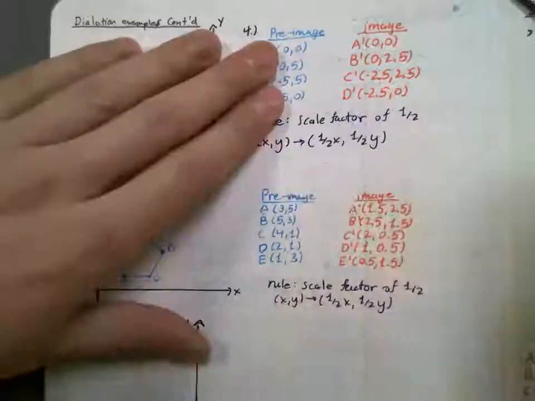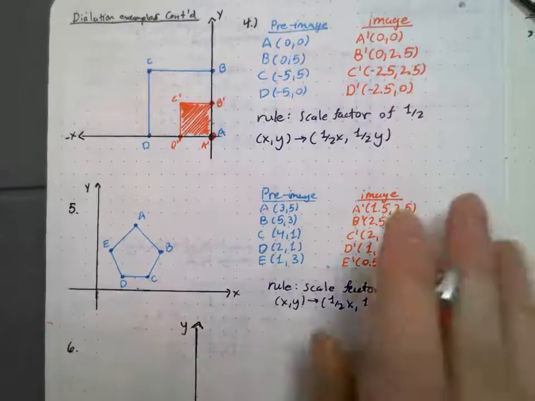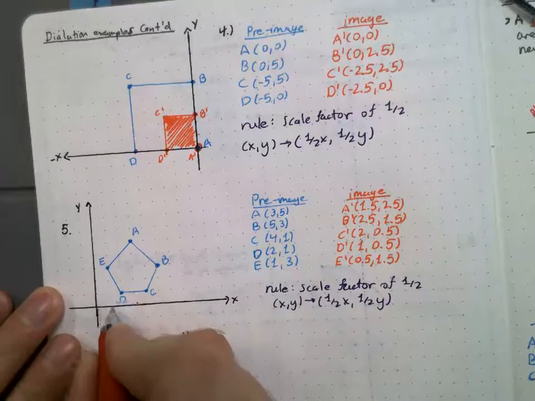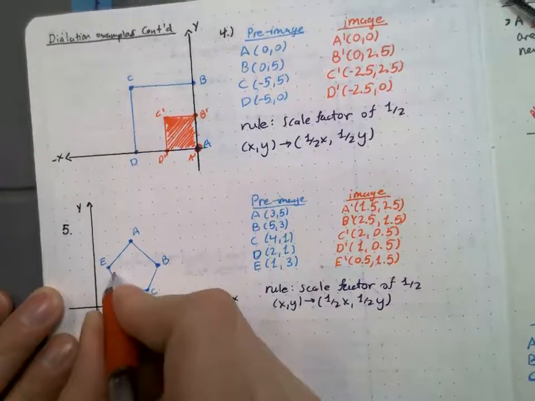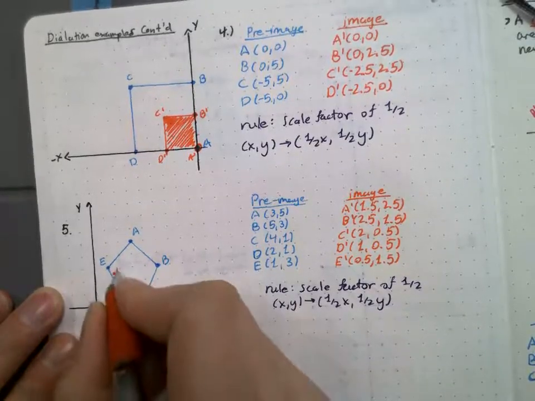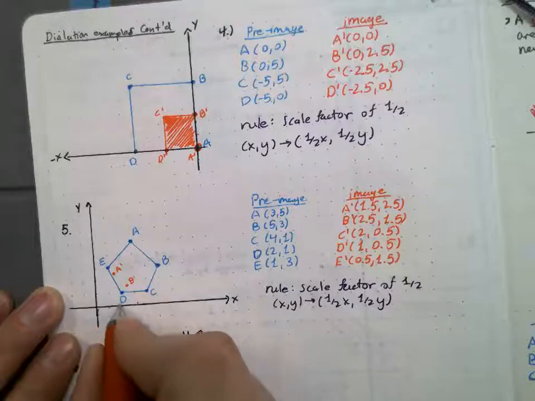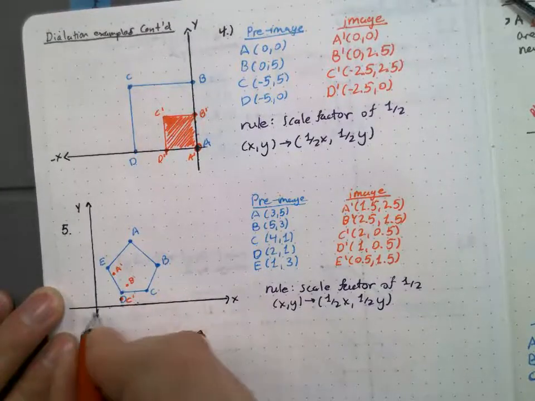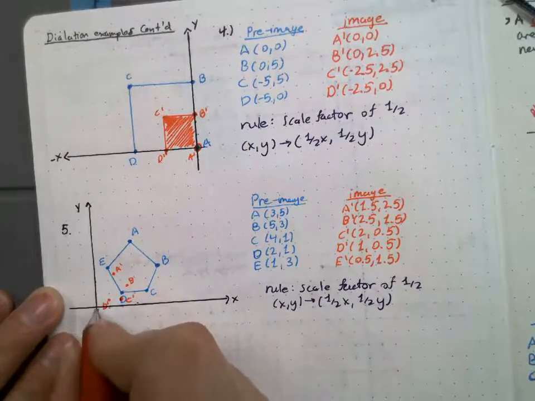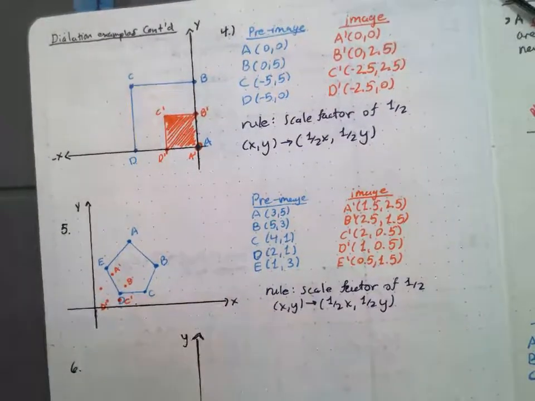So then, okay, move the sticky note out of the way for now. I'll put it back in later. But now we're going to graph this guy. So we graph him real fast. A prime is going to be over 1.5 and then up 2.5. So he's right there. B prime is over 2.5, up 1.5. So there's A prime, B prime. C prime is over 2 and then up 1/2, which means it's right on top of D there. D prime is over 1, up 1/2. There's D prime. E prime is then over 1/2, up 1.5. And there's our little baby pentagon.